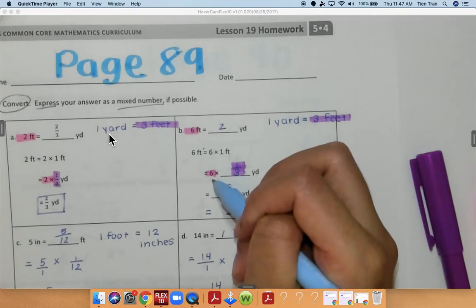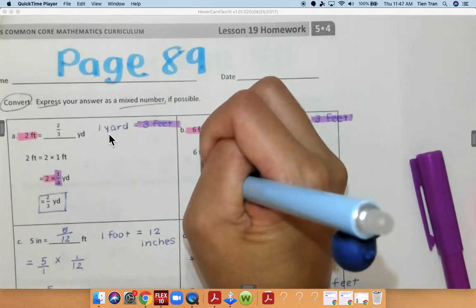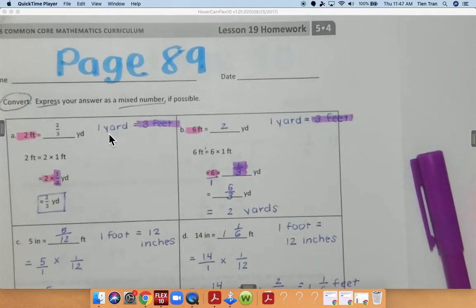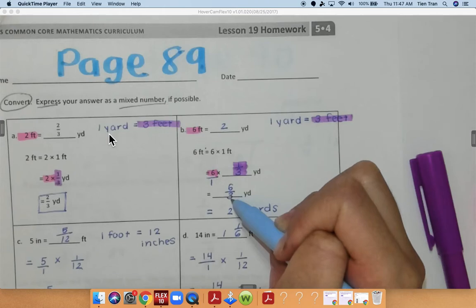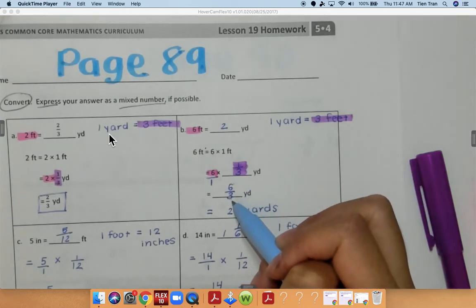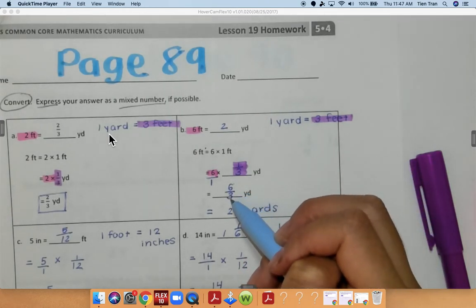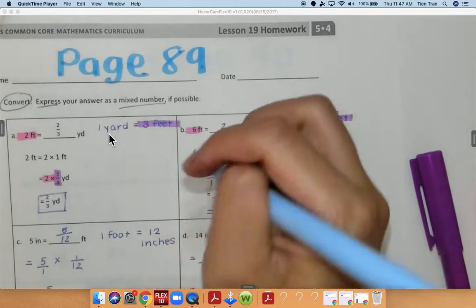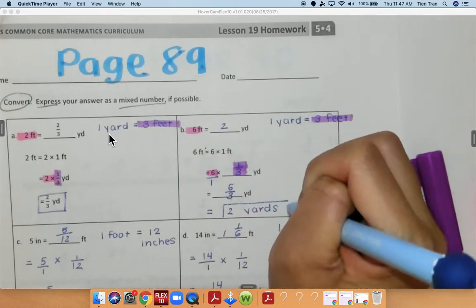And because this is a whole number, I can change it into a fraction if I want. 1 times 3 is equal to 3. So I have 6/3. 6 divided by 3. Remember, this is a fraction bar. So I am dividing. 6 divided by 3 is equal to 2. So my final answer is 2 yards.